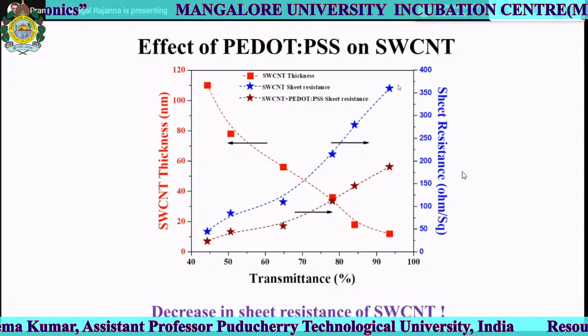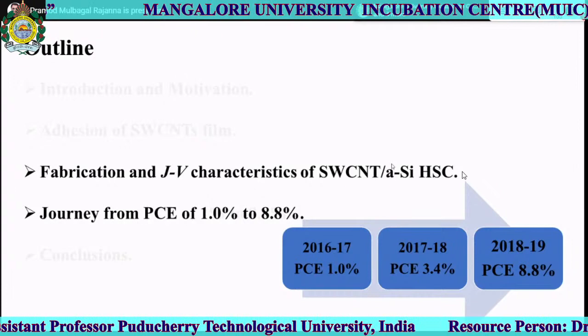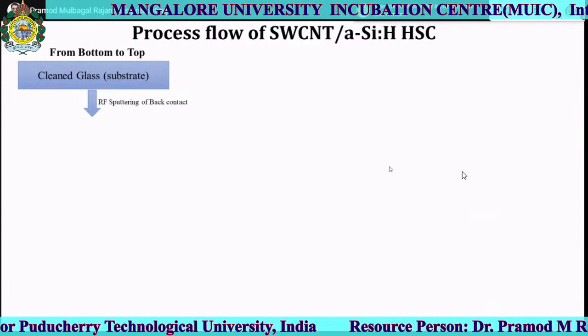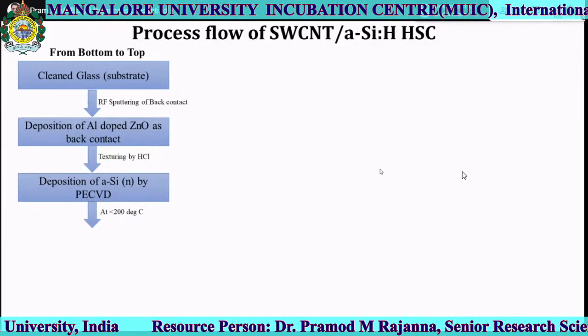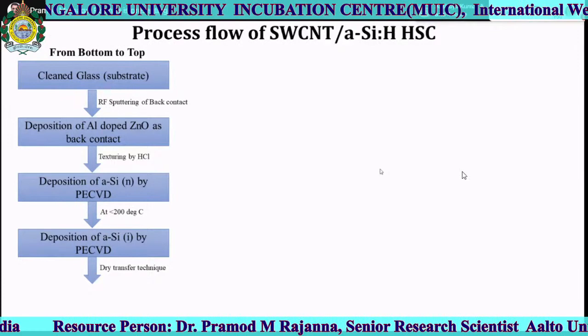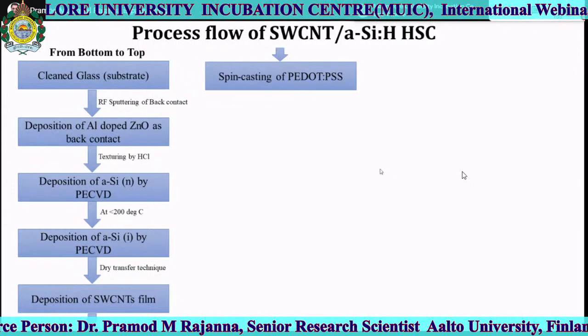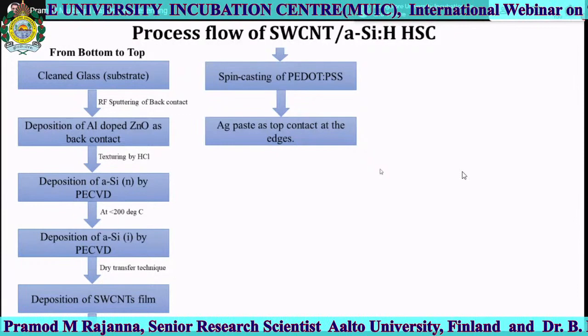So with this base, the fabrication process begins. The process flow is very simple. We take a glass substrate, we sputter the aluminum zinc oxide and then texture with HCl, and then we deposit the N-type amorphous silicon by plasma CVD at less than 200 degrees C, and then the intrinsic amorphous silicon by plasma CVD on top. Then we dry transfer the carbon nanotubes and spin coat the PEDOT:PSS, and then we apply silver paste on the edges.